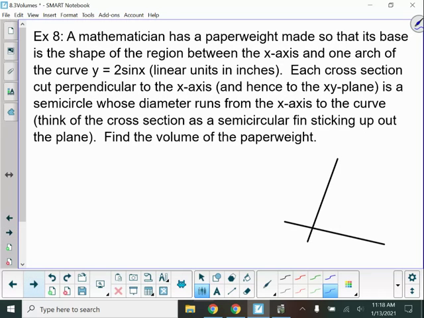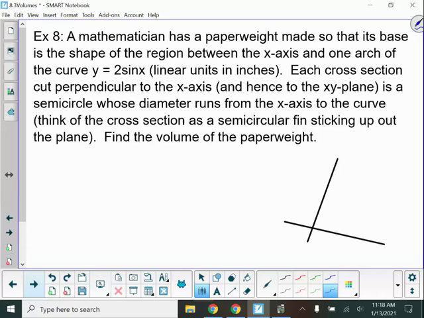This is the last example we're actually going to go through and work out. I do have another example we're just going to talk about briefly, but there's no math to do in that one. So with this one, a mathematician has a paperweight made so that its base is the shape of the region between the x-axis and one arch of the curve y equals 2 sine of x. Linear units is going to be in inches.